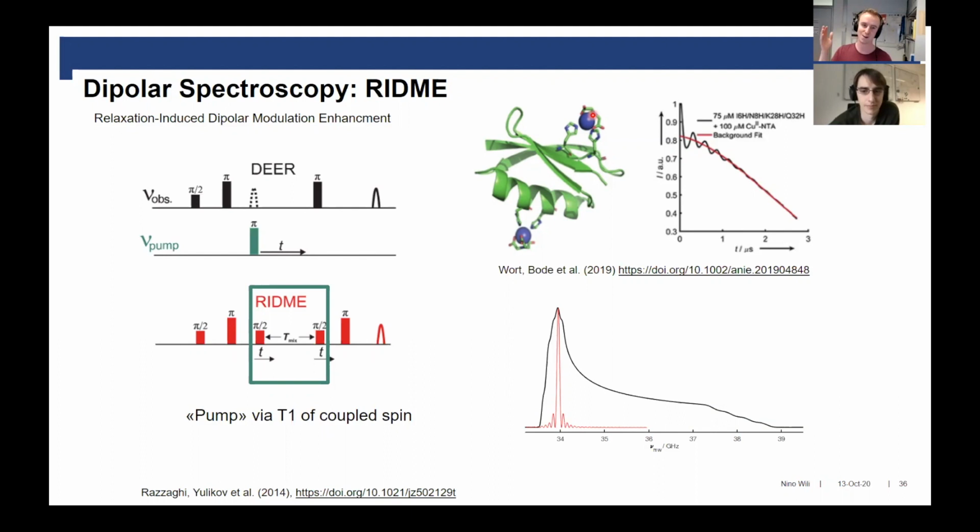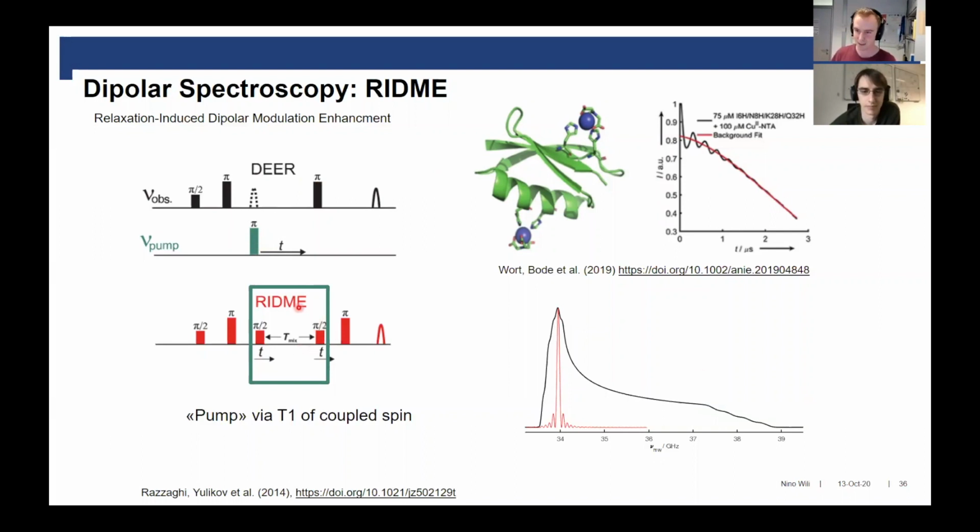But then, of course, there are also the spectral properties. So if you look at this copper spectrum, it's very broad. So if you want to use DEER, this pump pulse will hardly do anything, because if you excite one of the spins, most of the pair spins will just be unaffected. So usually you have a very low modulation depth on top, and it's a problem in signal to noise. Then you could use AWGs, but only to a certain extent.